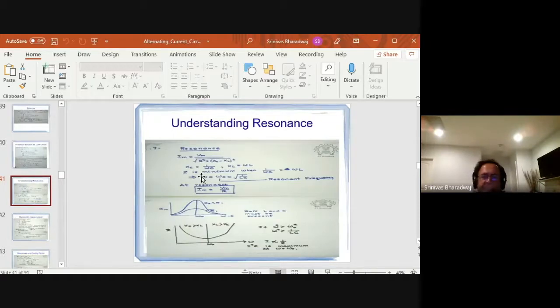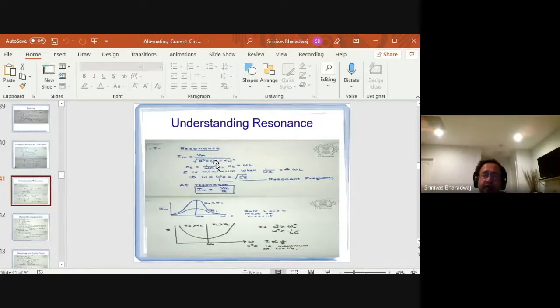There is a frequency, called the resonant frequency, at which the L and the C completely cancel each other out in this RLC circuit. And when they cancel out, you end up with the RMS current being Vm by R, because the second term goes to 0.